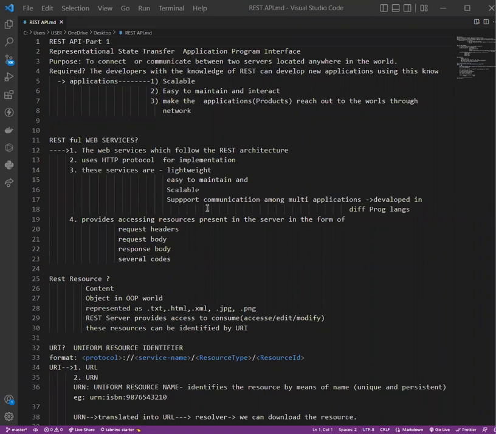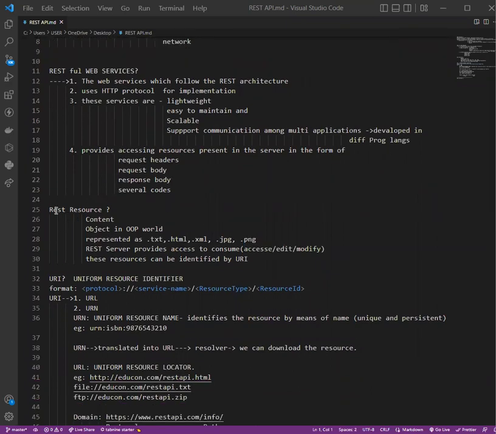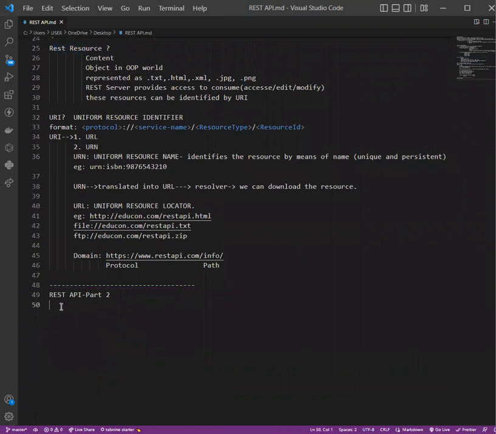So, in the previous lecture of REST API, we have learned about RESTful web services. What is it? What is the resource? Means the REST resource. Then URI, URN, URL. So these things. So now I will discuss some features of these RESTful web services. The first one is that this service is based on the client-server model.